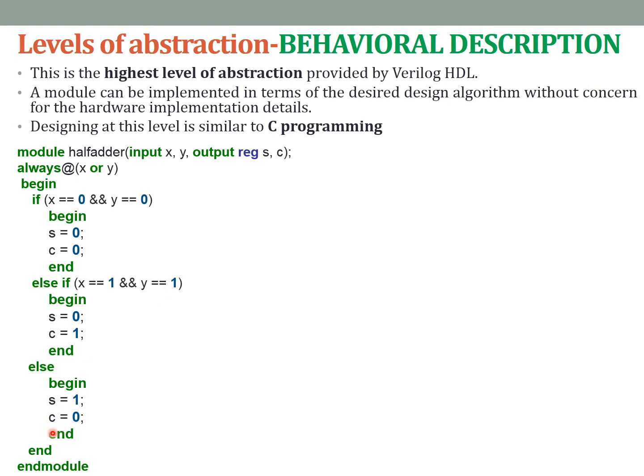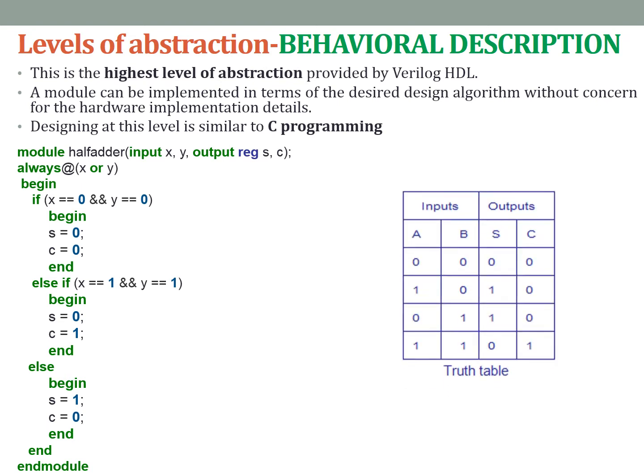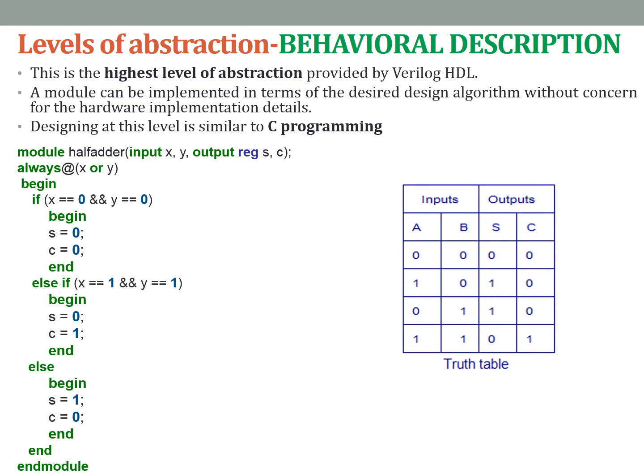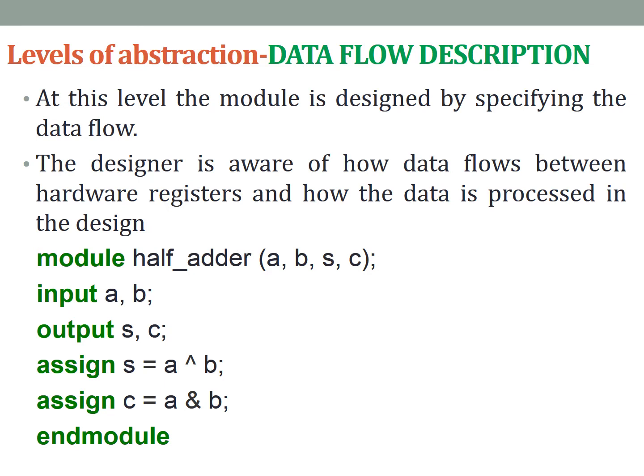So this is a pure behavioral description where we do not worry about the hardware implementation. So this code is written in accordance with the truth table of a half adder. The second level of abstraction is the data flow description.